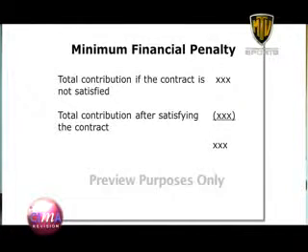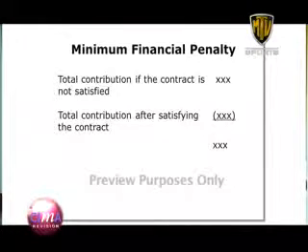Again, focus on the slide. You'll see total contribution if the contract is not satisfied. So if you don't satisfy the contract, what output level you'd go for and what your production would look like, you get a total contribution. Compare it with the contribution if the contract is satisfied. Make a comparison. That difference should effectively give you the minimum financial penalty that would have to be charged for you to stick to the contract.